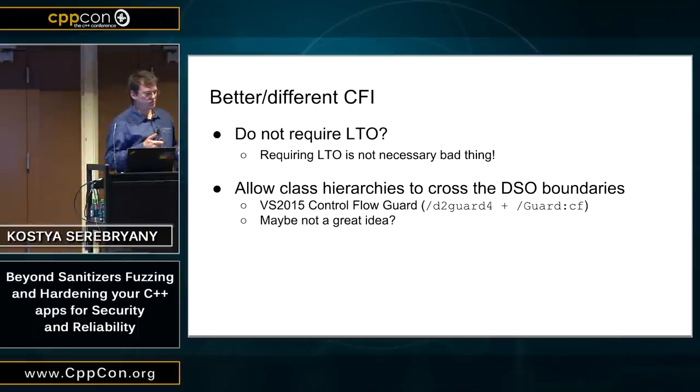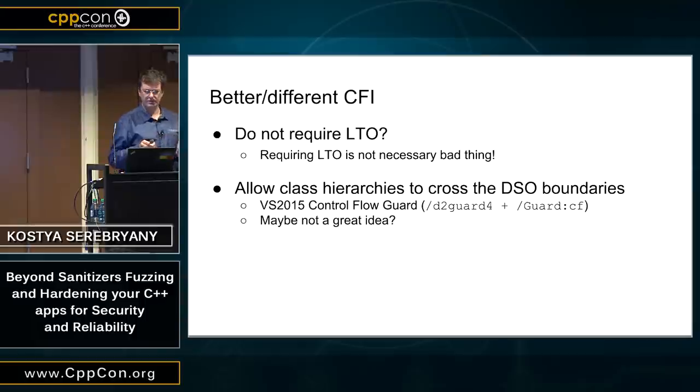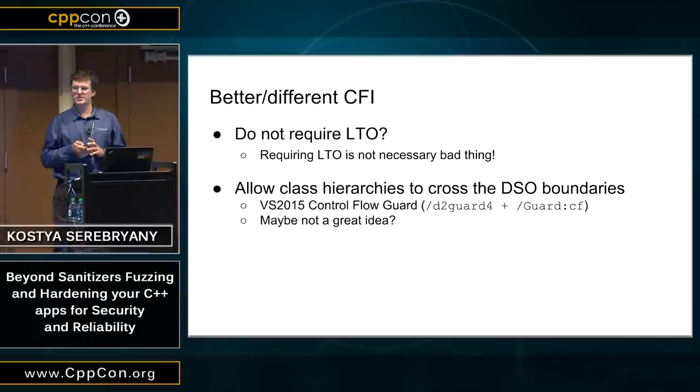Another thing that we can change or improve, or maybe not improve, is to allow class hierarchies to cross the boundaries of shared libraries. As far as I understand, Visual Studio 2015 has something similar to what I've described, but it doesn't require whole program mode. I frankly am not sure. I have read the documentation which says how to use it, but it doesn't say how it works inside. But on the other hand, maybe it's not a great idea to allow inheritance to cross the boundaries of shared libraries, at least if your application is very security sensitive.